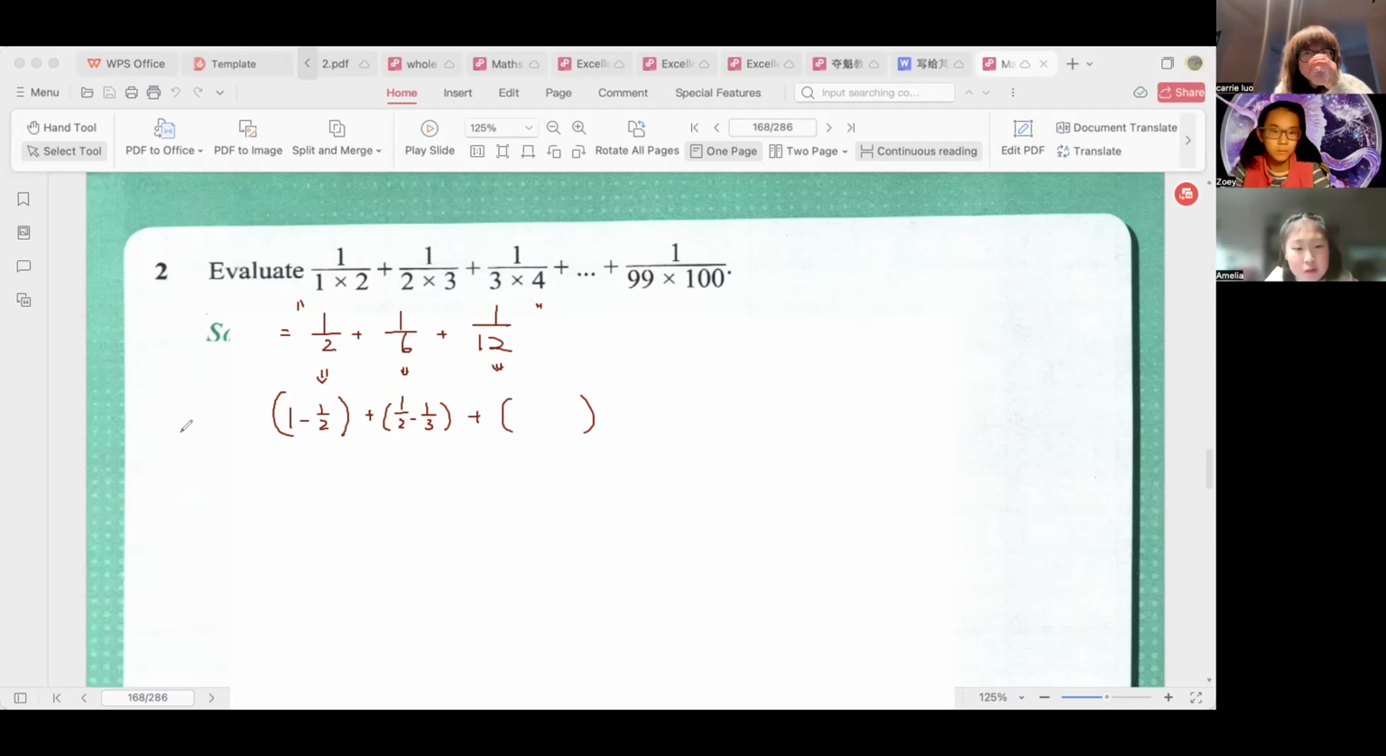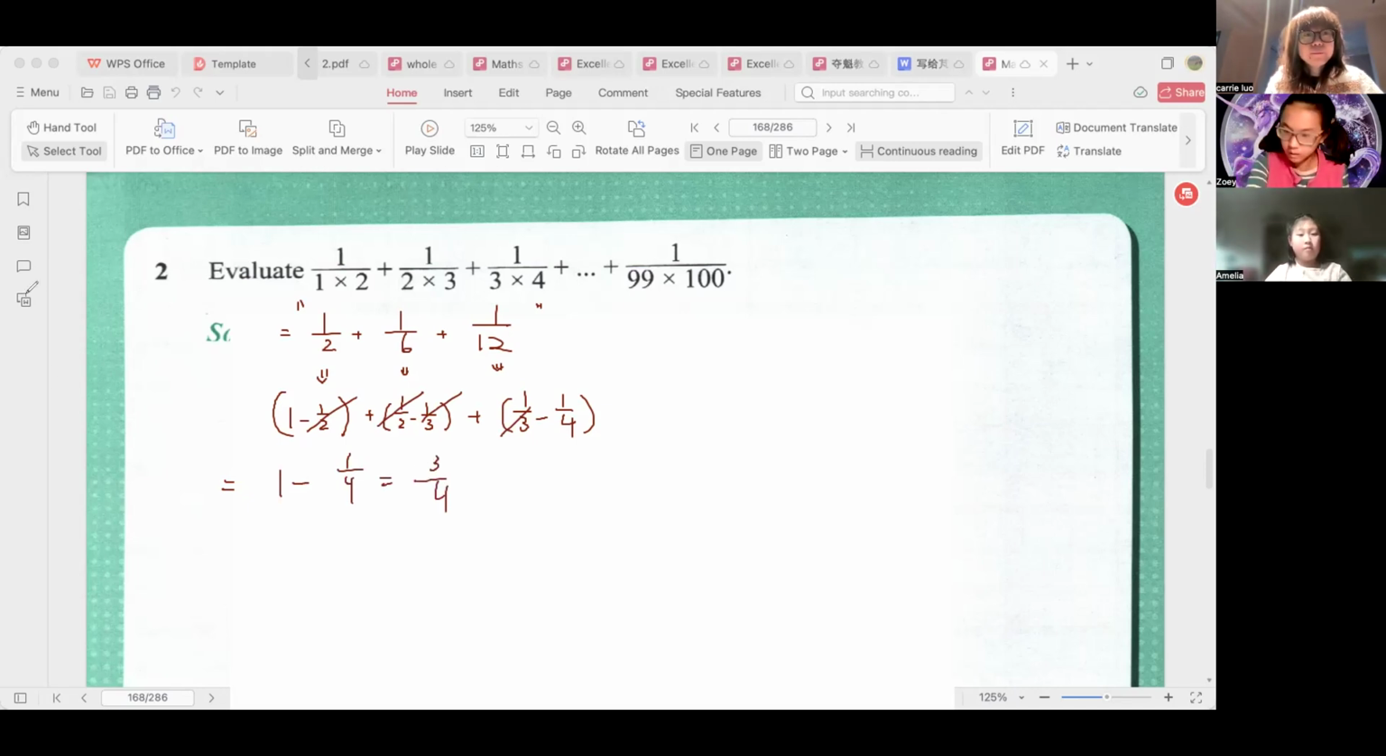1 over 3 minus 1 over 4. Remember now we can just do negative 1/2. This one is gone. So the answer is 1 minus 1 over 4 equals 3 over 4. Correct? Okay, so now I remember how to do it, right?